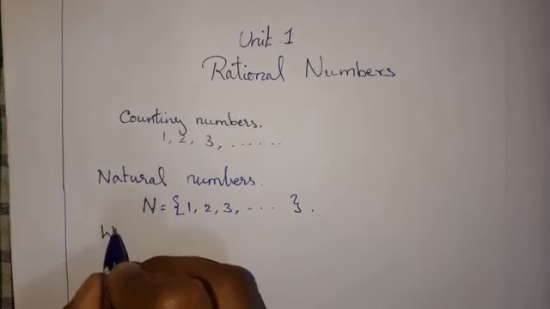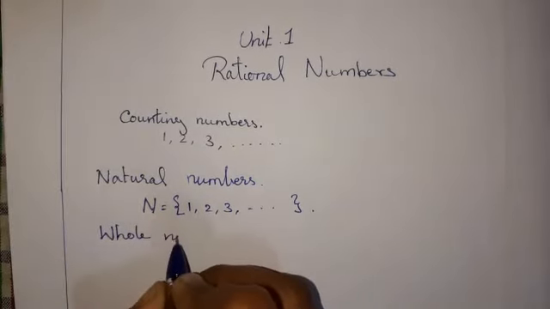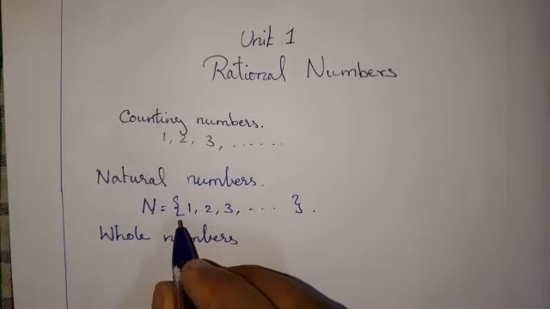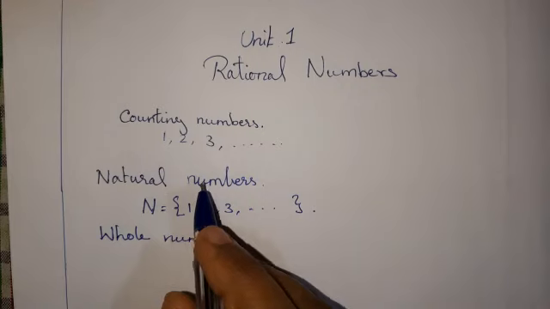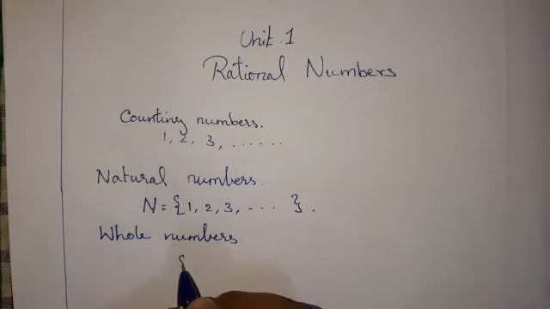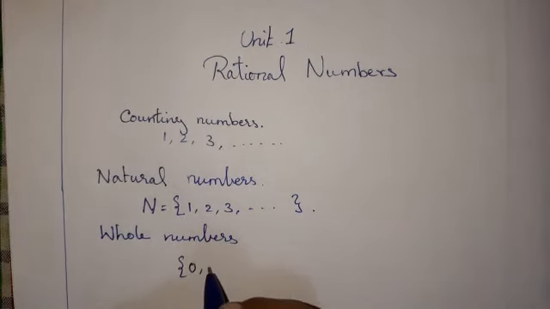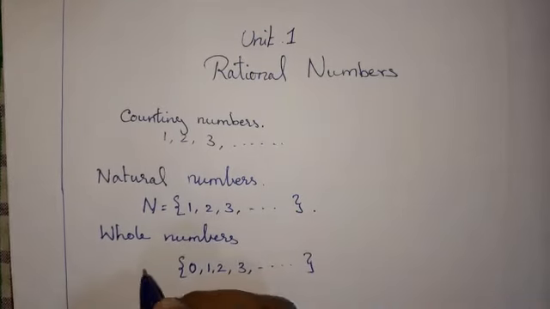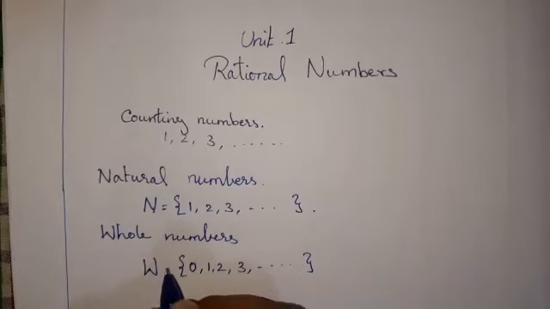Next, whole numbers. Whole numbers include 0 in the natural numbers. Therefore, whole numbers start from 0, 1, 2, 3, etc. It is denoted by capital W.